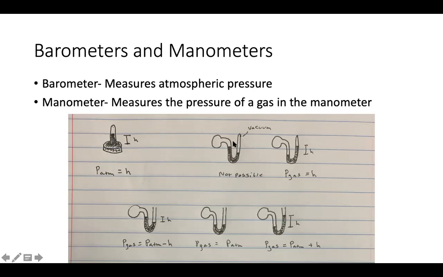So remember, because this portion up here, which is closed, is a vacuum, we can never have a lower level of mercury on our closed side compared to our gas. This is not possible right here. Okay, so I just wanted to show that, and again, emphasize that that's not possible. If you ever have a height differential in a closed-ended manometer, it would look like this one, okay? It would always be lower on your gas side.